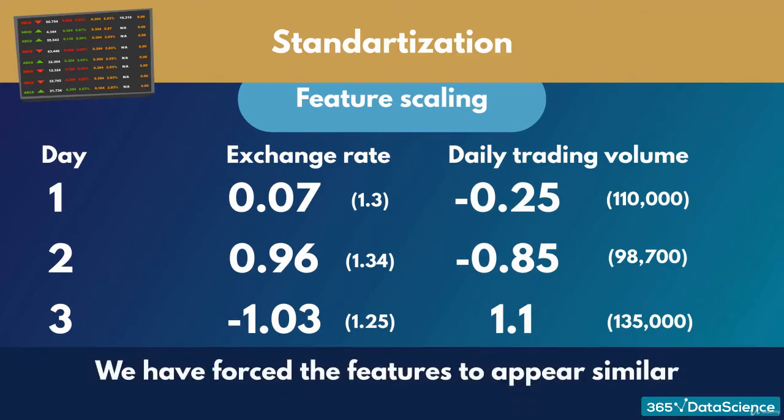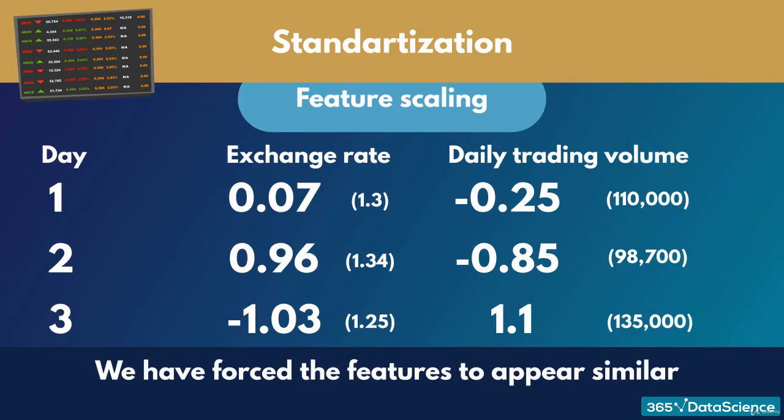Thus, we have forced figures of very different scales to appear similar. That's why another name for standardization is feature scaling. This will ensure our linear combinations treat the two variables equally. Also, it is much easier to make sense of the data.